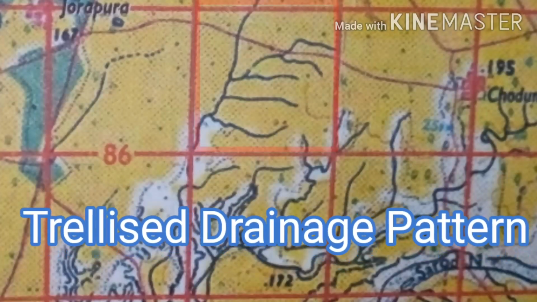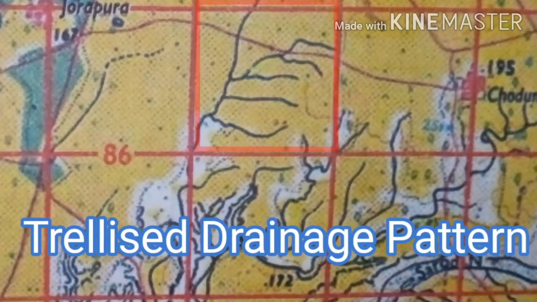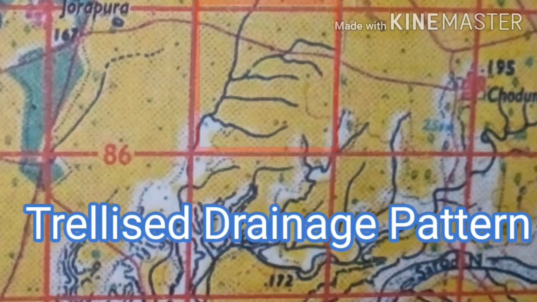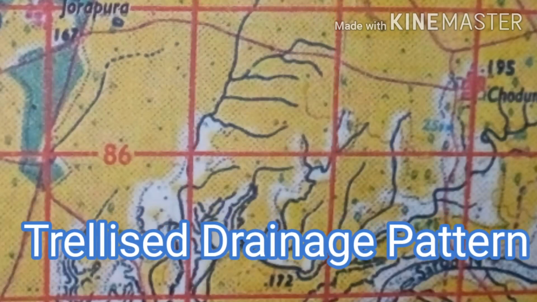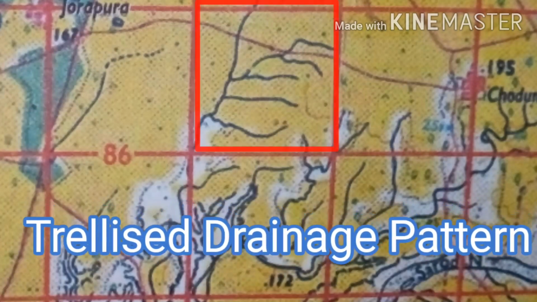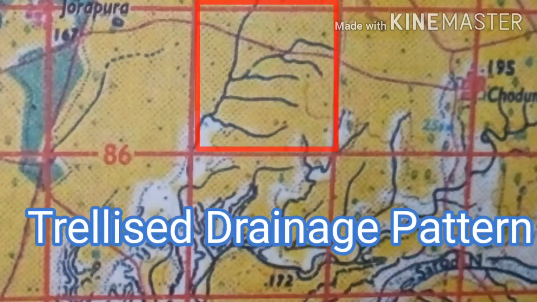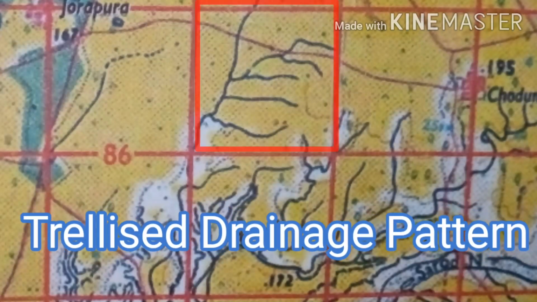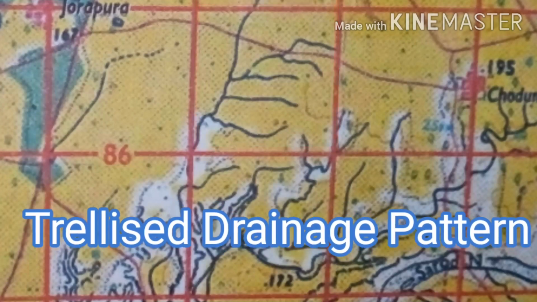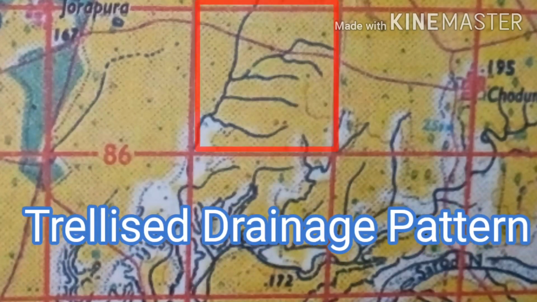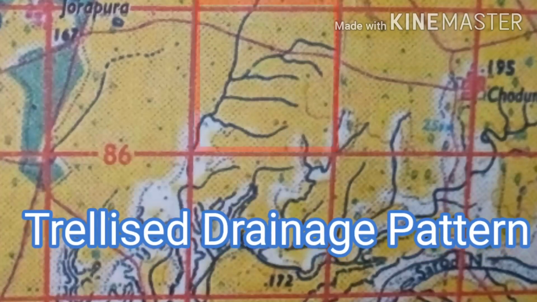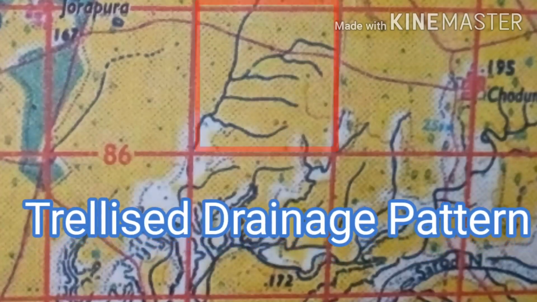Trellised drainage pattern has a rectangular pattern with the streams flowing parallel to each other and joining the main stream at right angles. Means the confluence of the streams and the main river will be at 90 degrees. This type of drainage pattern we can find in areas with alternating hard and soft rocks or in regions of limestone rocks.